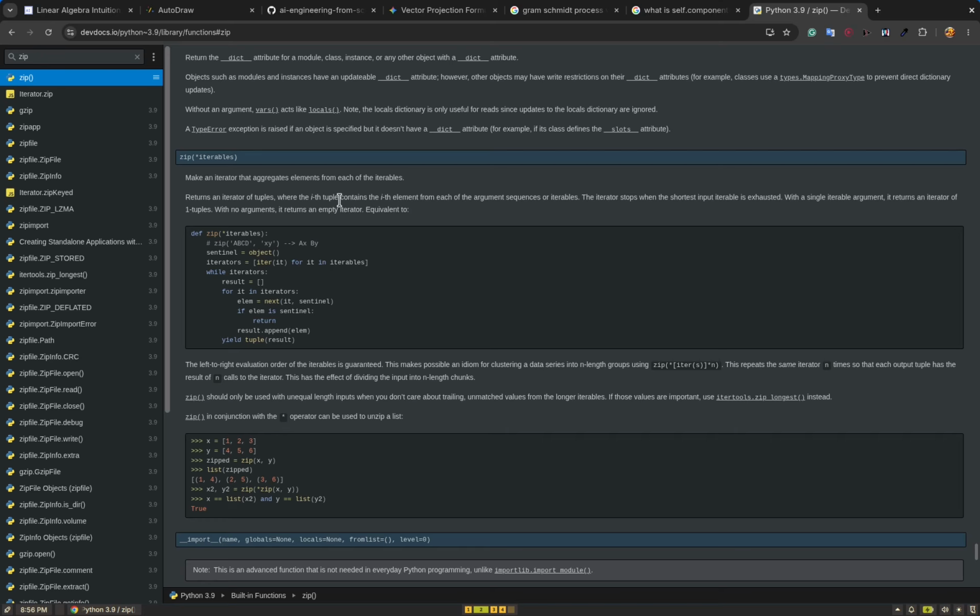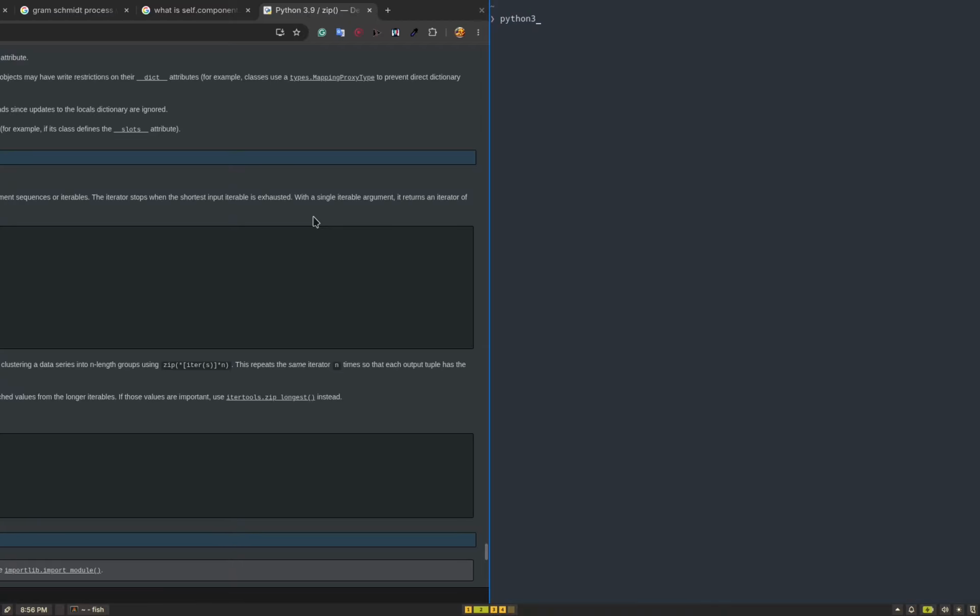I should do this in the terminal to understand what that means. Next, zip aggregates elements from each of the arguments and returns an iterator of tuples, where the ith tuple contains the ith element from each of the arguments. It stops when the shortest iterable is exhausted. With a single iterable argument, it returns an iterator of one-tuples. With no arguments, it returns an empty iterator. So let me understand this.